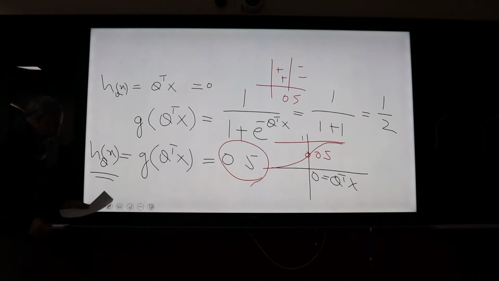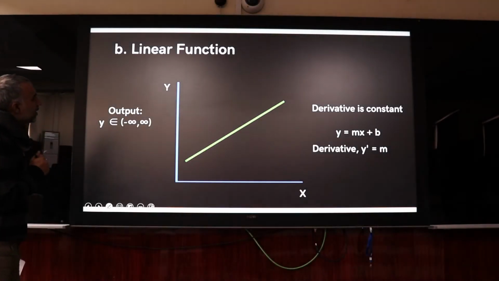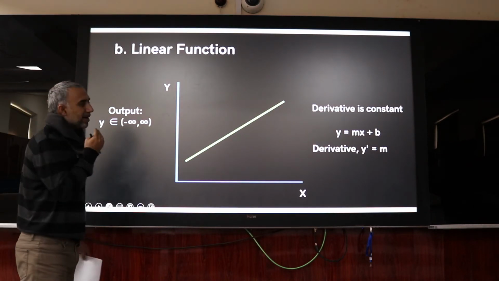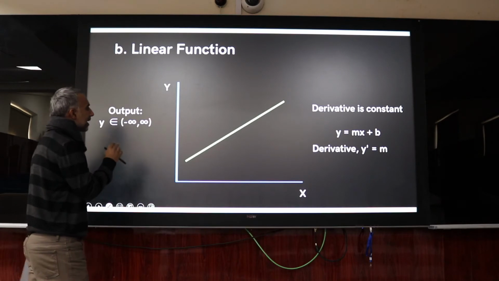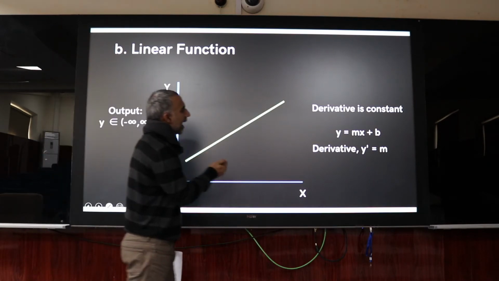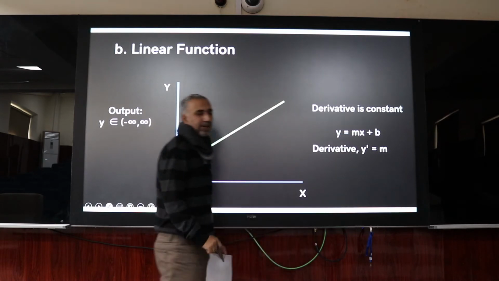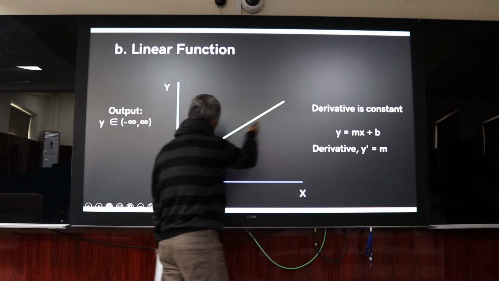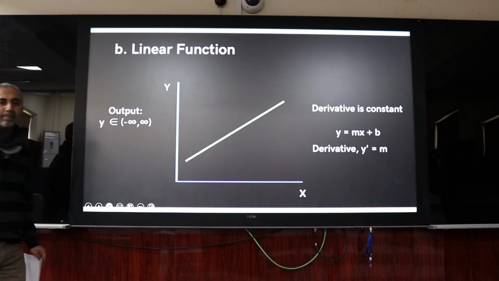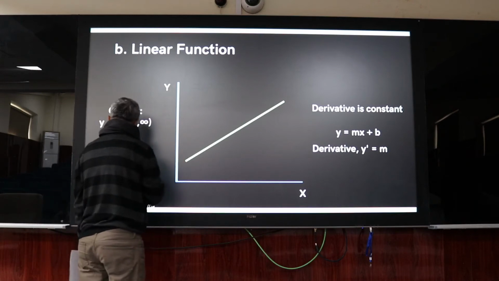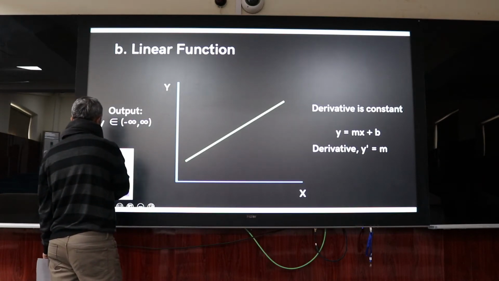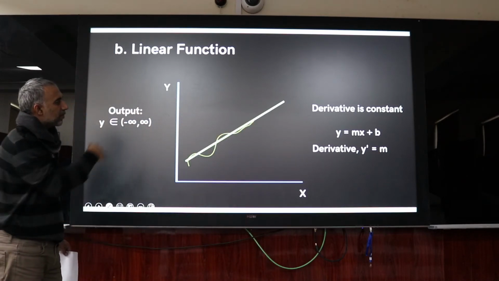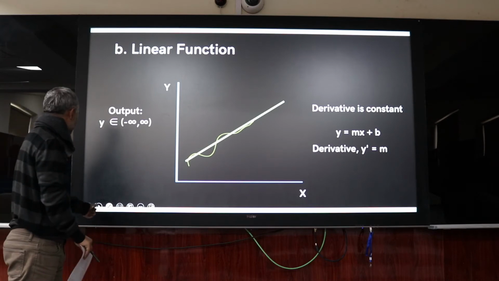Let me explain in terms of a linear function: the output will vary from negative infinity to positive infinity, however the derivative is a constant. If the derivative is a constant, then we will get a straight line. If the derivative is not a constant, then we will get such kind of a curve. Once the derivative is a constant, we get a straight line and the function is linear.